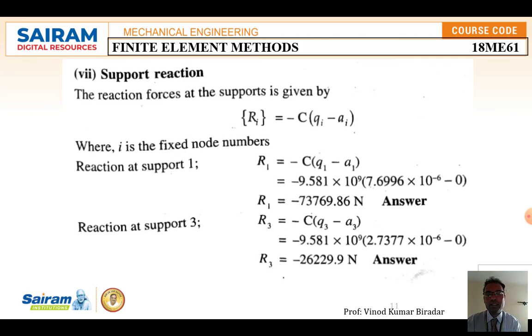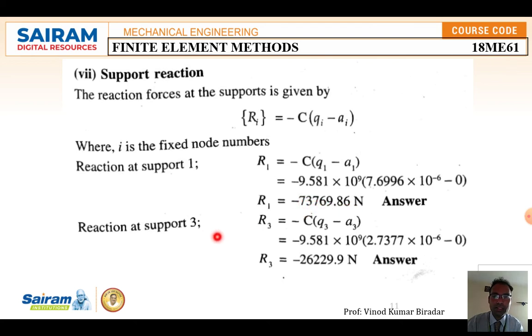Okay, support reaction. How to calculate the support reaction? It is very important here. In the elimination method, the reaction is calculated as R is equal to KQ minus F, but here the formula is Ri is equal to minus C Qi minus Ai, where i is the number of the degree of freedom, that is the fixed node number. For support reaction 1, R1 is equal to minus C Q1 minus A1. The C value and Q1 value we already know, and A1 equals the prescribed displacement value, that is 0. So R1 is equal to minus 73769.86 Newton.